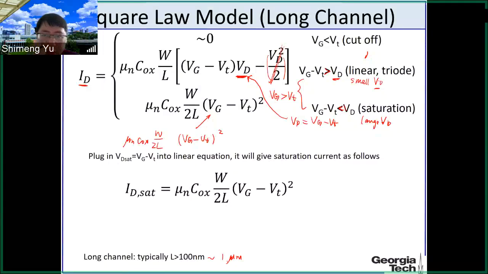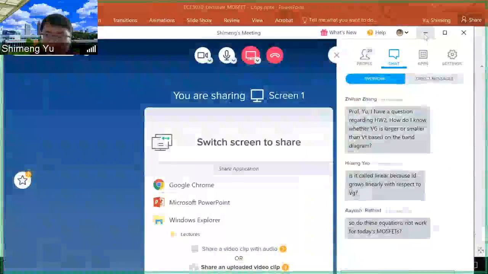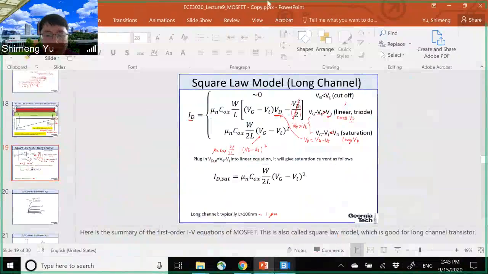What is different in today's short channel device? Just stay tuned. Those equations are good for the long channel device very accurately, but for today's short channel device, let's say qualitatively, they are okay. But of course, the numerical values will be off. All right. Any other questions? Okay, let me stop for the first part.